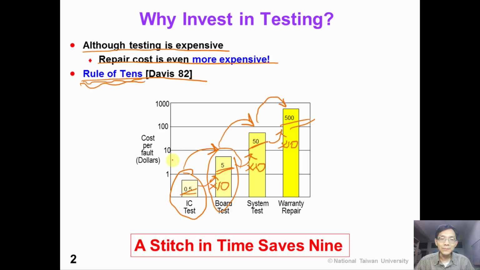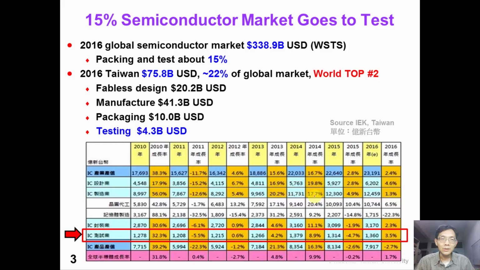Very interestingly, this is exactly the same as the old saying, a stitch in time saves 9. That means if we can do IC testing very well, then we can save a lot of trouble in the board level, system level, or in the warranty repair. So now we know that testing is very important.